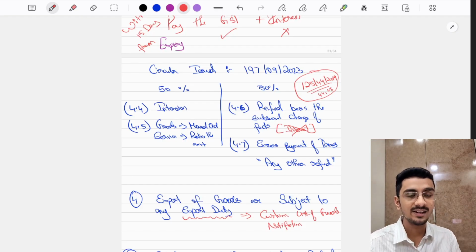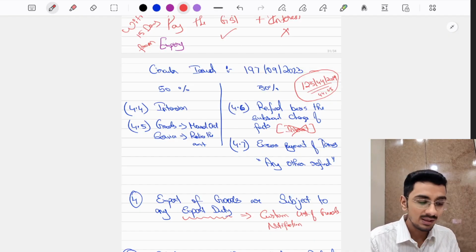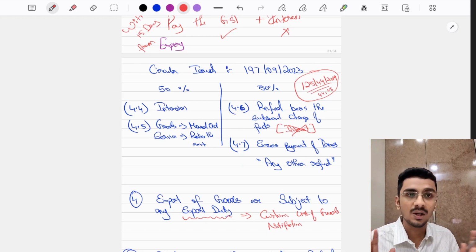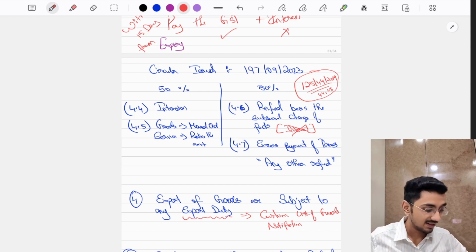It tells that ultimately the realization is important, ultimately the export of goods is important, and even in case there is a delay in LUT, no problem. They are okay with it. Just a reference has been provided over there. And that's it.